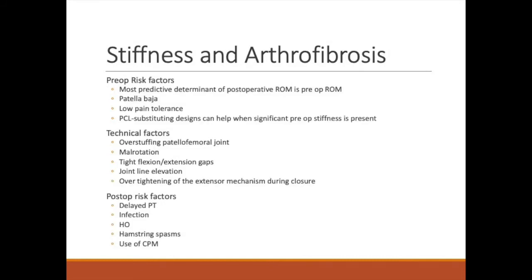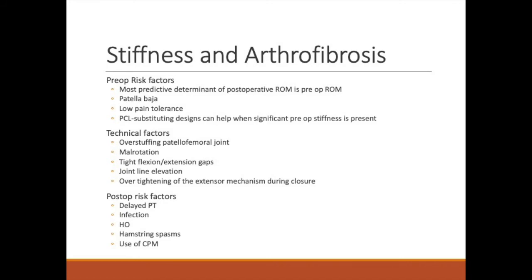Stiffness and arthrofibrosis is a very common complication following total knee replacement. Preoperative risk factors include limited range of motion to begin with, patella baja, and low pain tolerance. The most predictive determinant of postoperative range of motion is preoperative range of motion. So many times, because the tissues have scarred down and contracted, even with an excellent surgery, patients will not experience meaningful gains in range of motion. So if nothing else, counseling the patient on appropriate expectations is important.